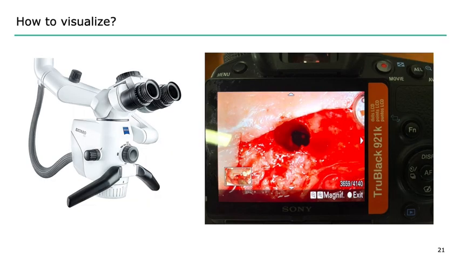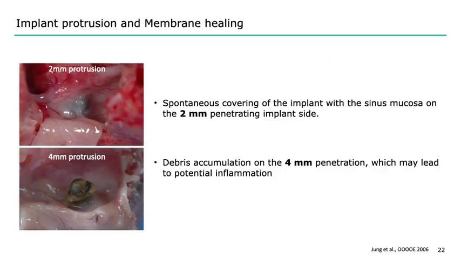So how can we visualize a perforation during the transcrestal approach? If you have a surgical microscope, then that would be really awesome, but not everybody can afford one. Instead, you can check what is happening with your DSLR camera like this. On your right hand side, this is my camera.